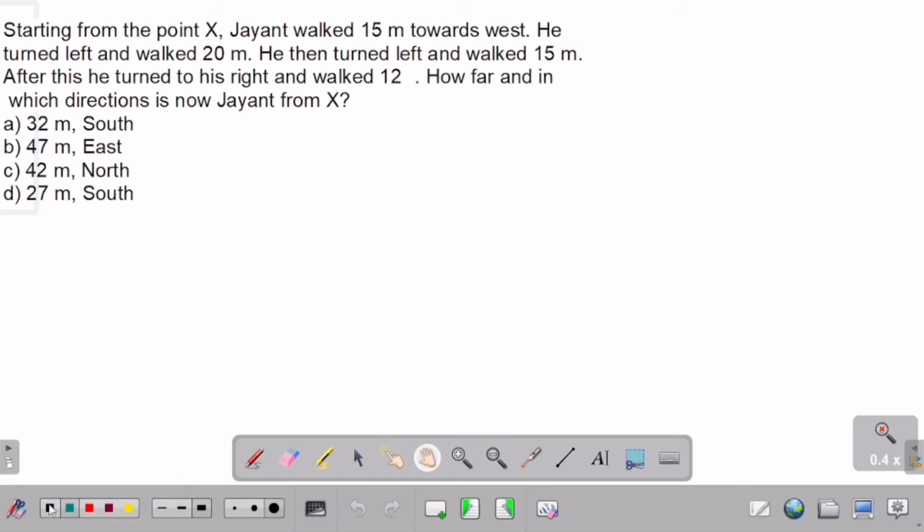Right. I will take this red color. Now, as of now, we have to write east, west, north, south. Okay, clear. Now, starting from the position X, consider this as X. So Jayant walked 15 meters towards the west. This is the west direction. So how much distance did he walk towards the west? 15 meters. It is here. Now he is here, right?